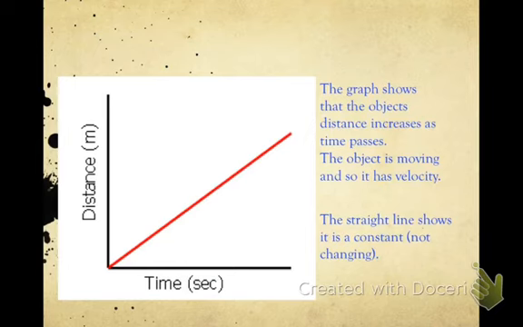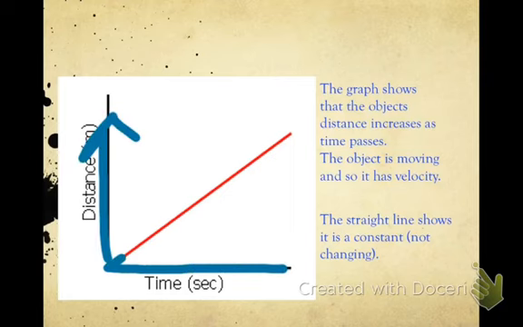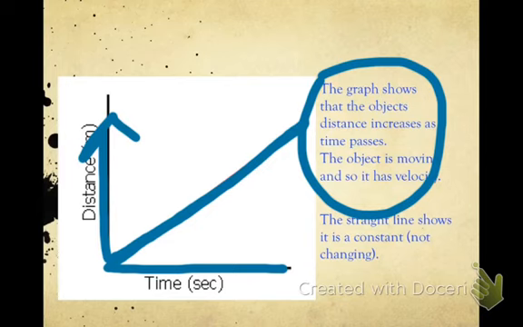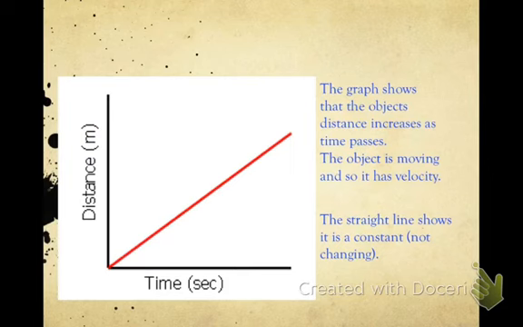This graph is showing that as time is increasing, so is our distance. Okay, so as our time is going up, our distance is going up. And because it's going at this nice evenly slanted line, it's saying that it's a constant, that it's not changing. Your speed is staying exactly the same. As your distance increases, your time is increasing. So basically this car is traveling, it shows that it's traveling at a constant speed. Okay? The graph shows that the object's distance increases as time passes. The object is moving, and so it has a velocity, and it has a constant velocity. Okay?